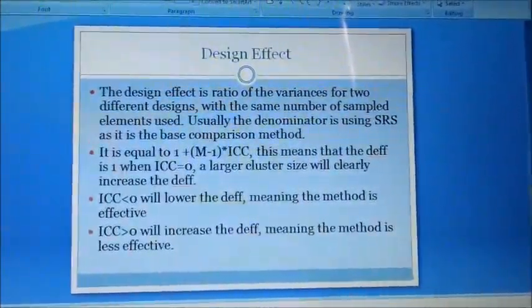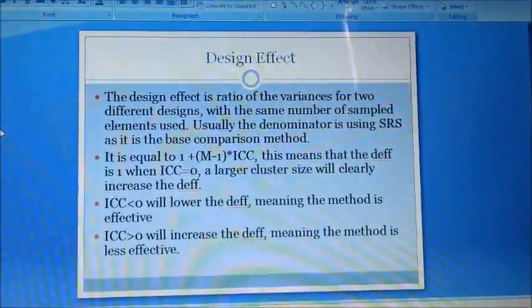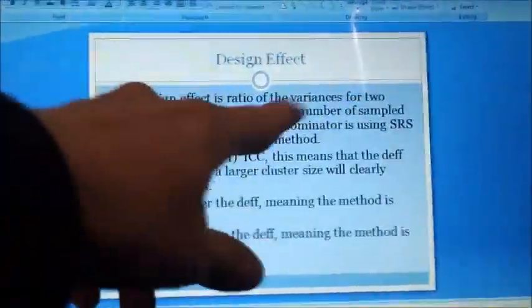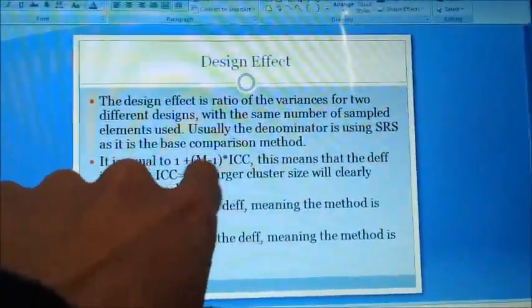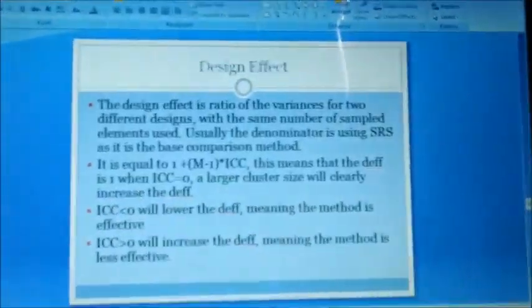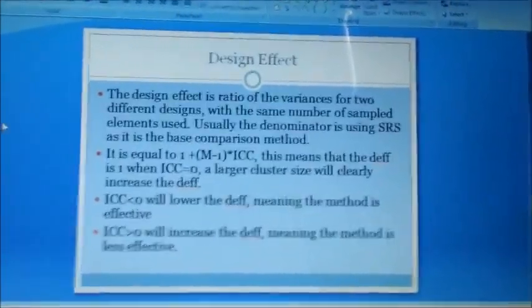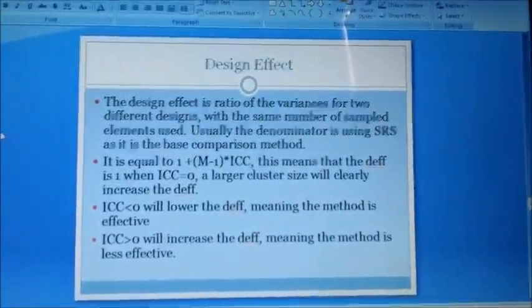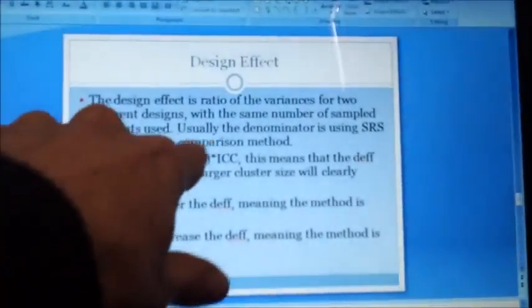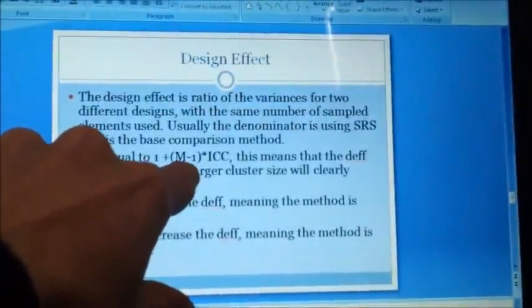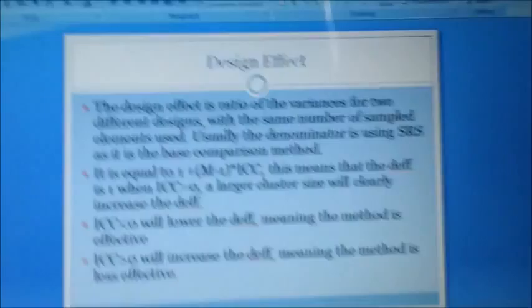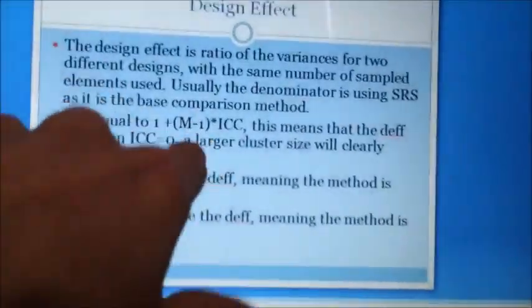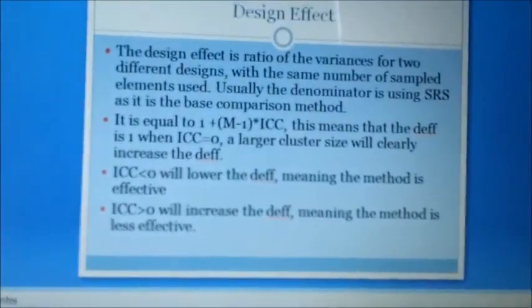You can also see that a larger cluster size will clearly increase the design effect, unless ICC is less than 0, because it will just cause this figure here to get larger, which will cause the design effect itself to get larger. So an ICC of less than 0 is going to lower the design effect, because you'll take away a ratio of this from 1, and if it's greater than 0, it's going to cause the design effect to be large, because you'll have 1 plus some ratio of this.